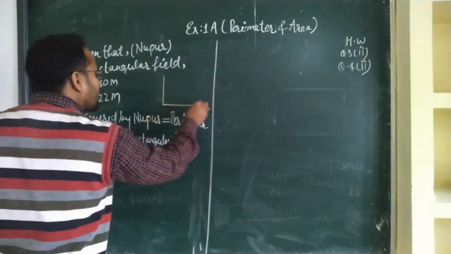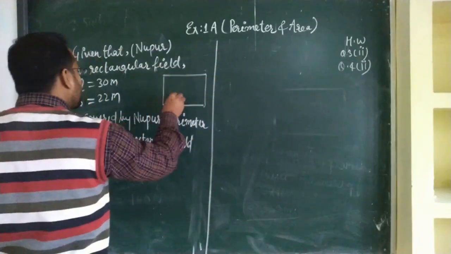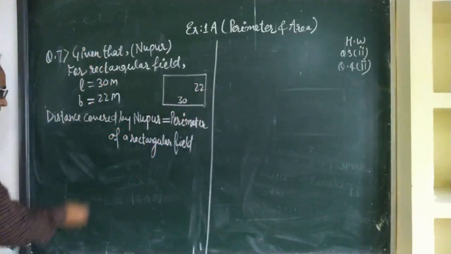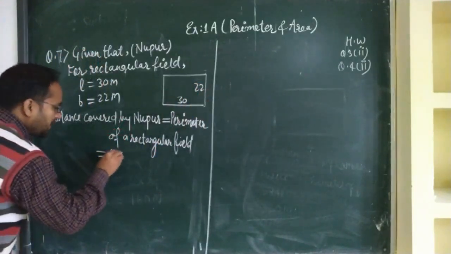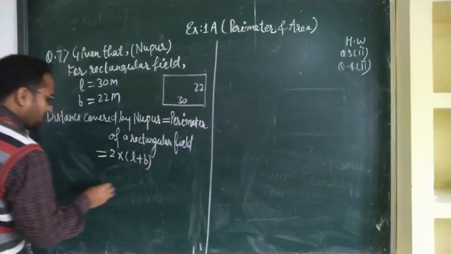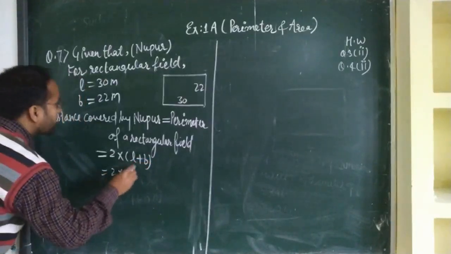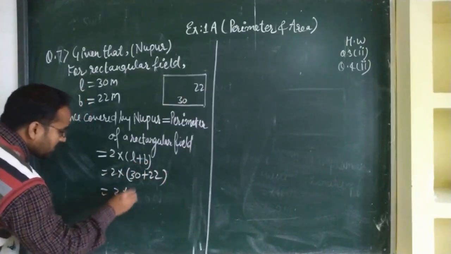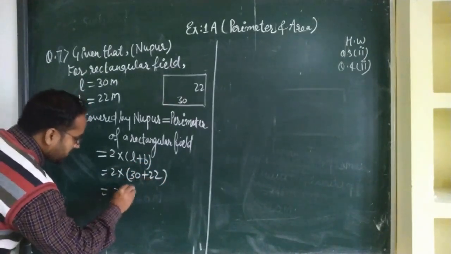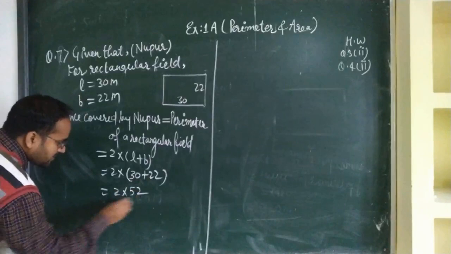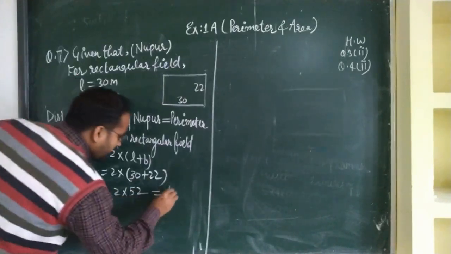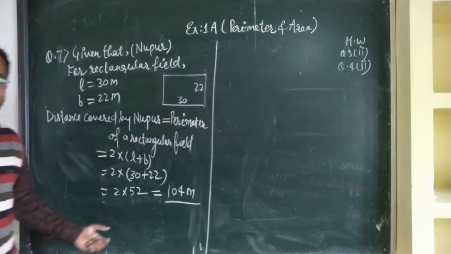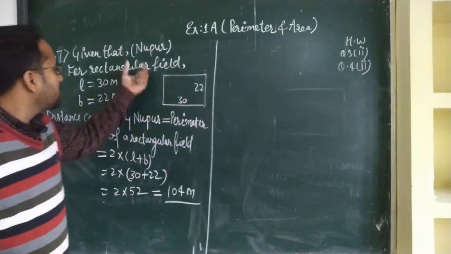This is a rectangular field. Its length is 30 and breadth is equal to 22 meter. So perimeter is 2 multiplied by length plus breadth. So 2 in bracket 30 plus 22. Add this one, you will get 52. Multiply this by 2, and you will get 104 meter distance covered by Nupur around this rectangular field.